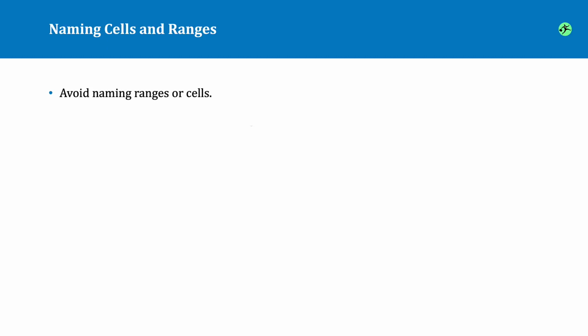Another recommendation is to generally avoid naming cells and cell ranges in Excel whenever possible. So Excel enables you to actually name cells. And that's good until you realize that it creates a whole boatload of problems that may be more trouble than they're worth. So let me go into Excel and show you what I'm referring to.